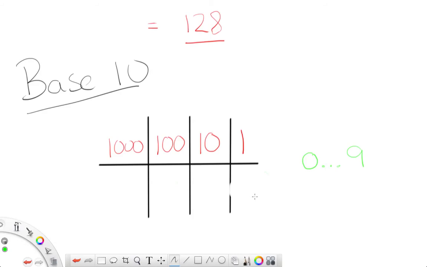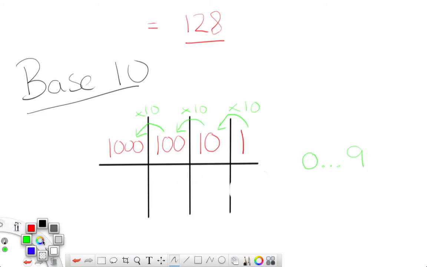So we have a system here where we've got columns that start at 1 and go up by 10 every time. Every time, multiply by 10. So the next column, you would multiply 1000 by 10 to get 10,000, then 100,000, then a million. And we have these columns. In each column, you can have one of the digits between 0 and 9.